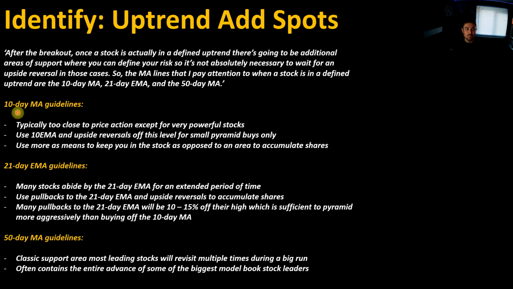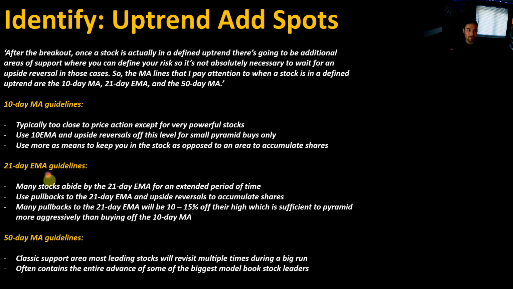10-day moving average guidelines: typically too close to price action except for very powerful stocks. Remember I was talking about earlier. Use the 10-day EMA and upside reversals off this level for small pyramid buys only. Got a really good example on Tesla. I think it's on the next slide. Use it more as a means to keep you in the stock as opposed to an area to accumulate shares. When we get into the optimizing profits phase of the presentation, we're going to talk about using the 10-day moving average or the 10 EMA to keep you in the short/intermediate term trend.